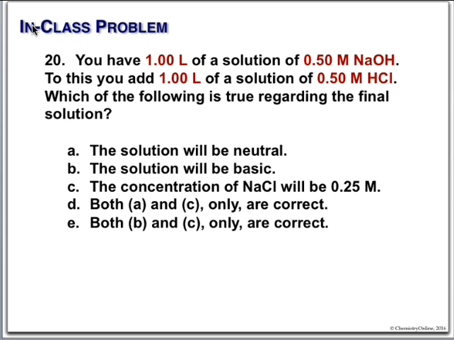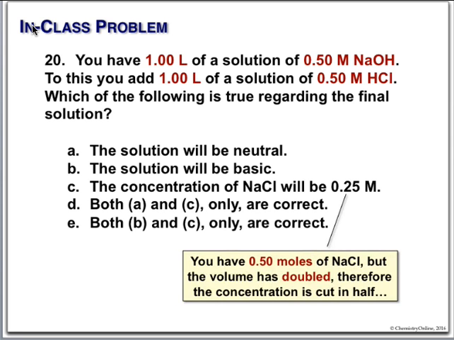But we now have 2 liters. So that's twice as much volume. Half a mole in 2 liters. The volume has doubled, so the concentration is cut in half. That means that this is correct, and that the best answer is A and C.